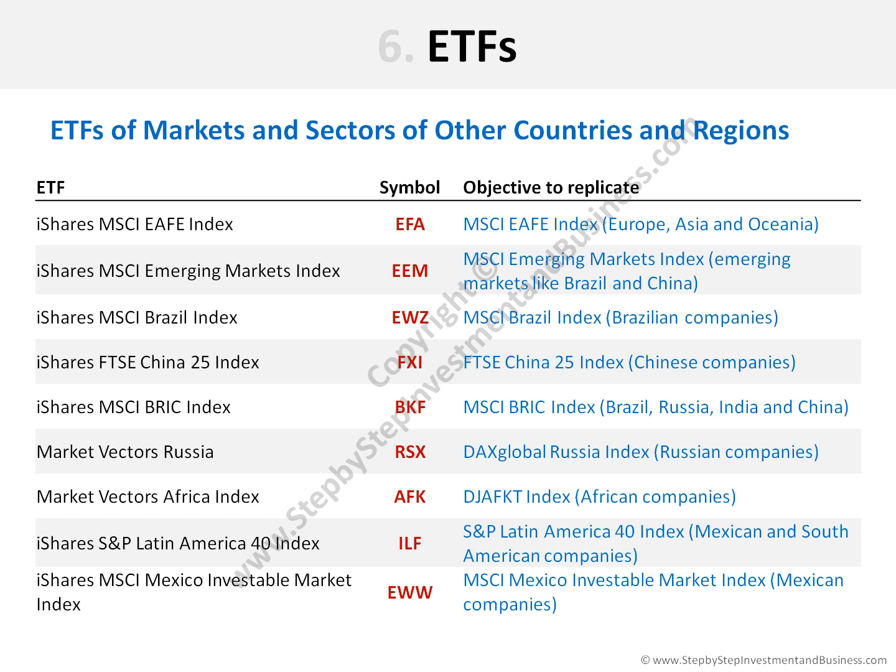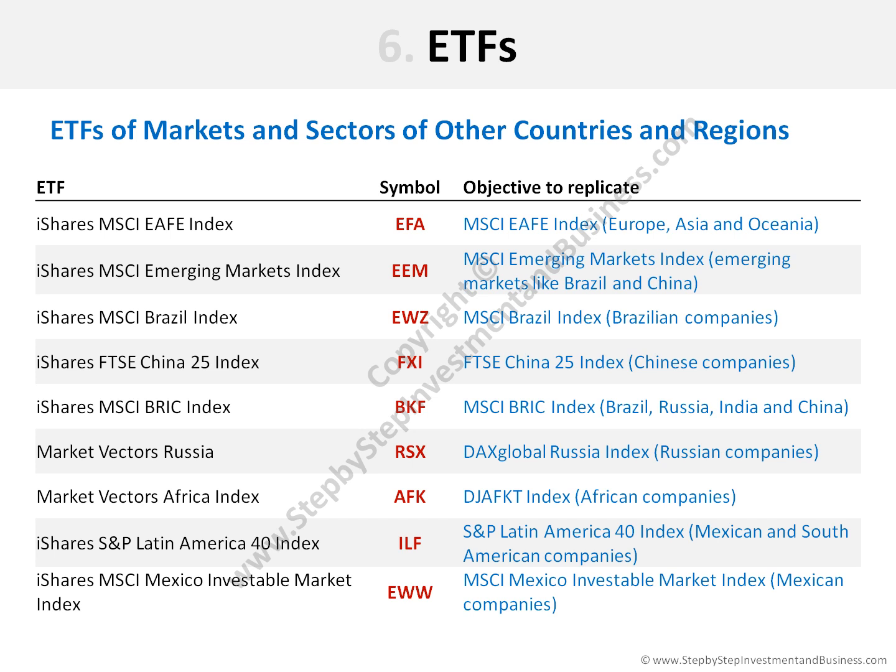Now let's see ETFs of markets and sectors of other countries and regions. We have the ETF whose symbol is EFA, and whose objective is to replicate the performance of various securities traded on the markets of Europe, Asia, and Oceania. We have the ETF whose symbol is EEM, and whose objective is to replicate the performance of emerging markets, for example, markets such as Brazil and China.